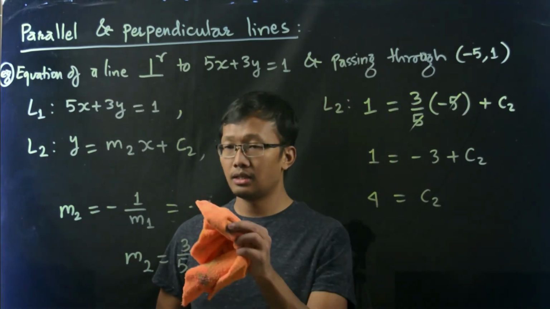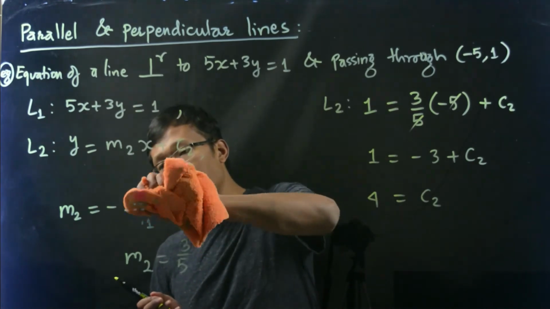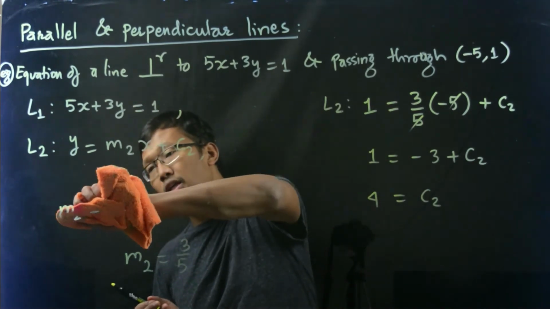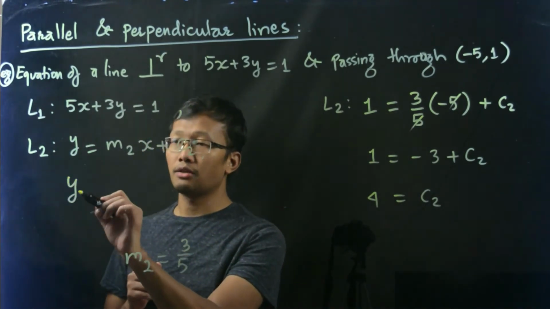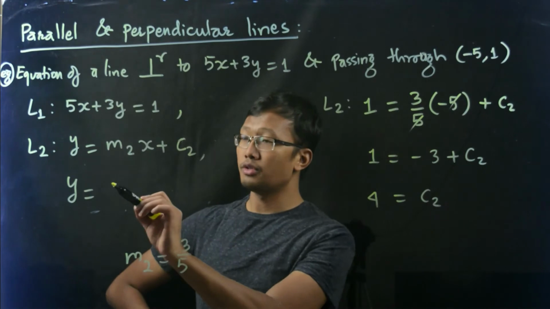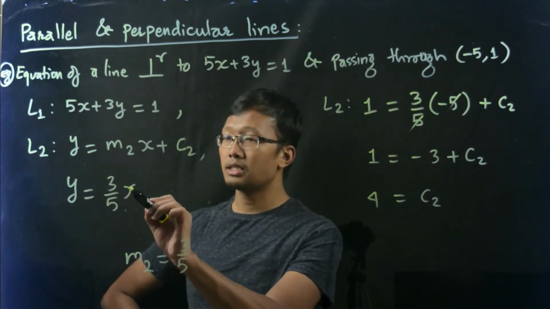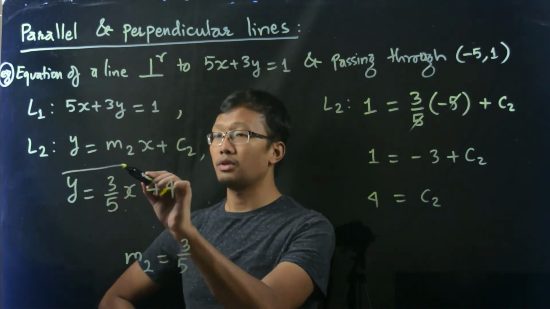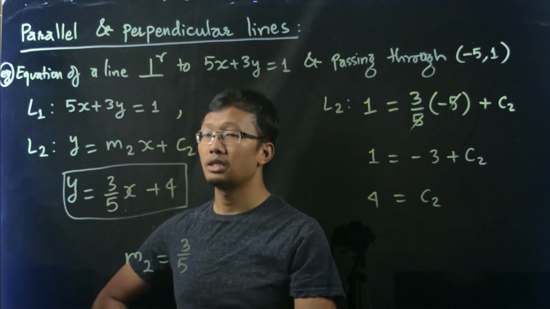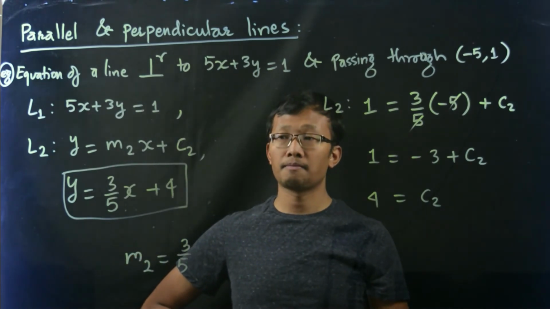Then our equation of the straight line which is perpendicular to the given equation would be y equals m2, which is 3 over 5, x plus 4. That's our equation of the straight line which is perpendicular to the given equation.